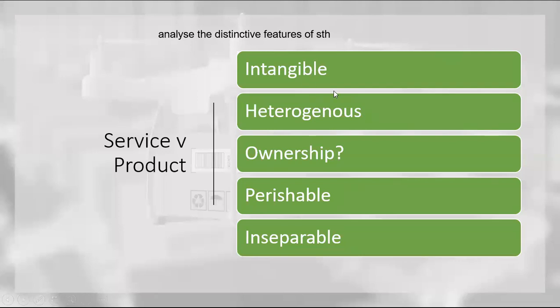For example, if they are asking you to analyze the distinctive features of direct spend, then we are talking about distinctive features of direct spend in comparison with indirect spend. And otherwise, distinctive features of service, then we know that we should compare it to the product. So this is a way to identify whether a question is about comparison or not.